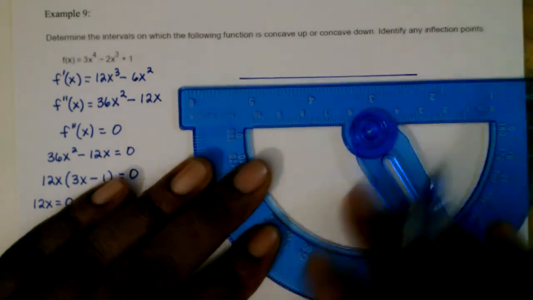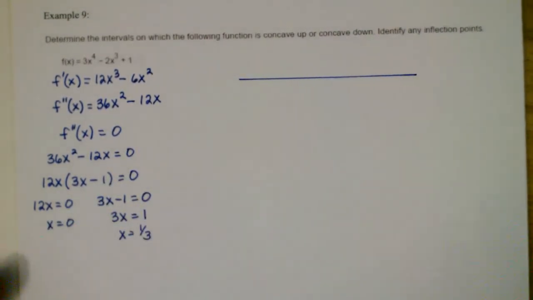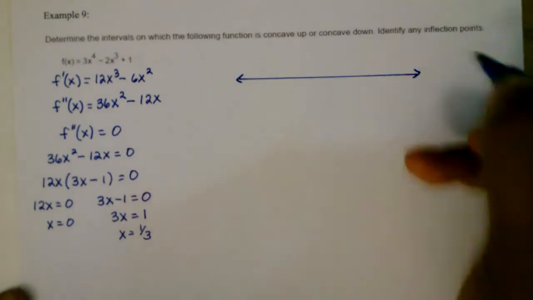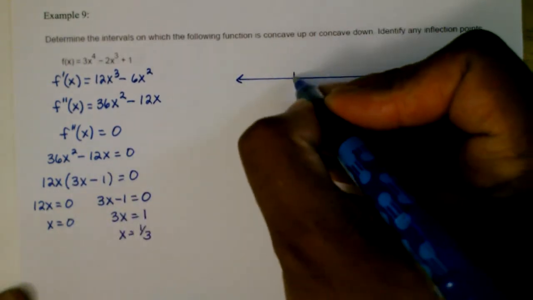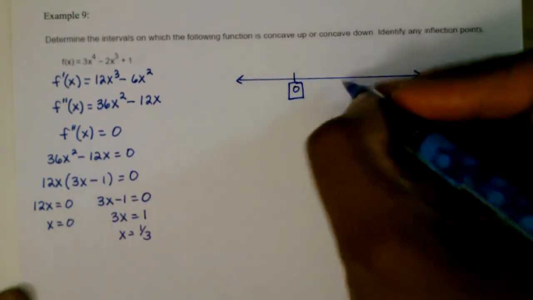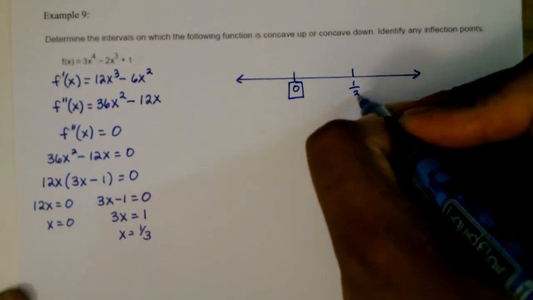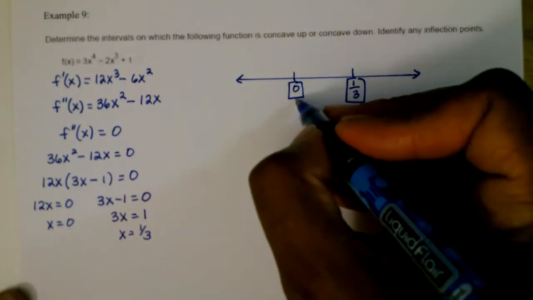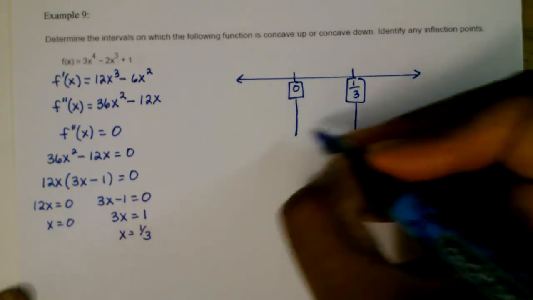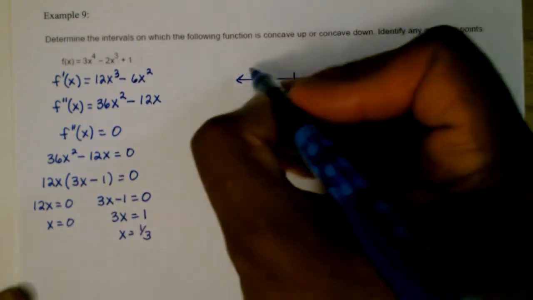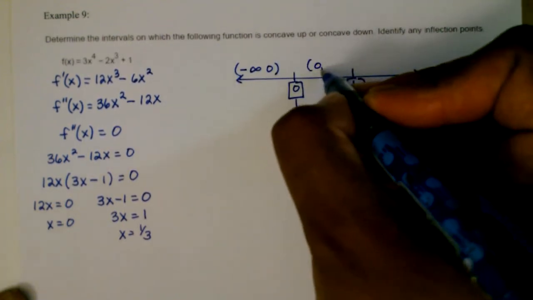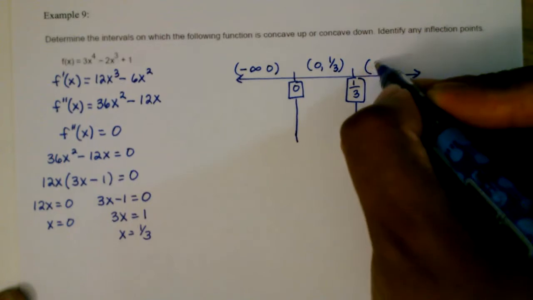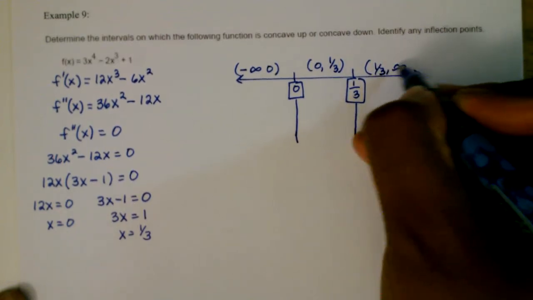And I'm going to draw my number line. Now, in this case there is no interval given to us. So pretty much we're going to be dealing with everything from negative infinity to infinity. I'm going to put 0 here, and then I'm going to put 1/3 over here. So now I've got three intervals here. The first one will be from negative infinity up to 0, and then from 0 to 1/3, and then finally 1/3 to infinity.